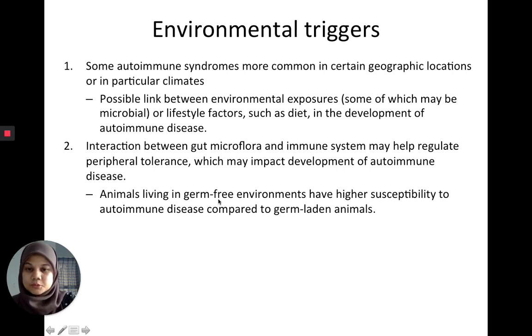For example, animals that live in germ-free environments tend to end up being more susceptible to autoimmune disease. So if you think about it, the immune system needs to do work somehow. So if you prevent them from meeting true invaders, what do they do? They start turning against host cells. So that's where there has to be that balance with exposure.